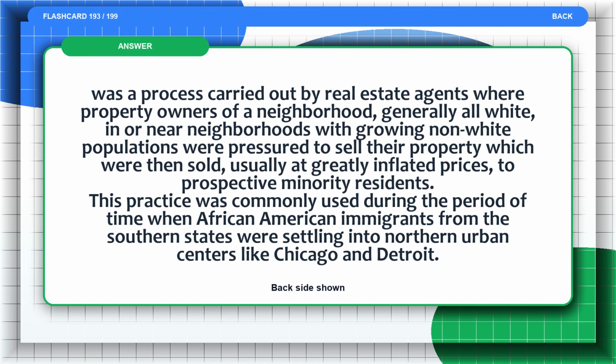The answer is a process carried out by real estate agents where property owners of a neighborhood, generally all white, in or near neighborhoods with growing non-white populations, were pressured to sell their property, which were then sold, usually at greatly inflated prices, to prospective minority residents. This practice was commonly used during the period of time when African American immigrants from the southern states were settling into northern urban centers like Chicago and Detroit.